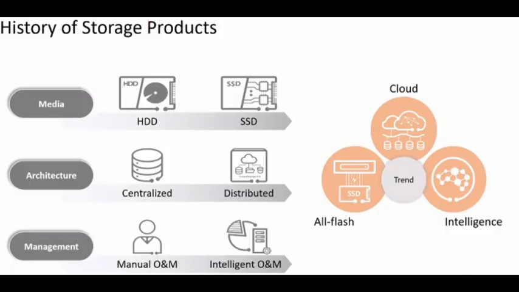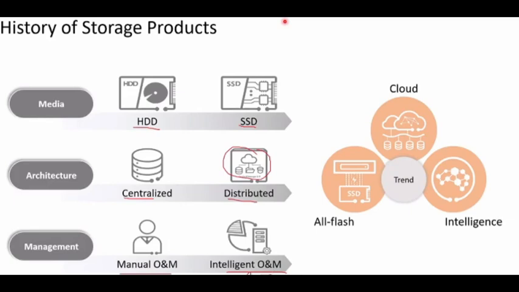So history, in terms of storage media, we have grown from HDDs to SSDs, or basically what they call the flash architecture. Architecture-wise, we have gone from centralized to distributed cloud storage. This is fusion storage. For management, we went from manual operation and maintenance to intelligent operation and maintenance, or operation and maintenance with some kind of AI, some kind of artificial intelligence.